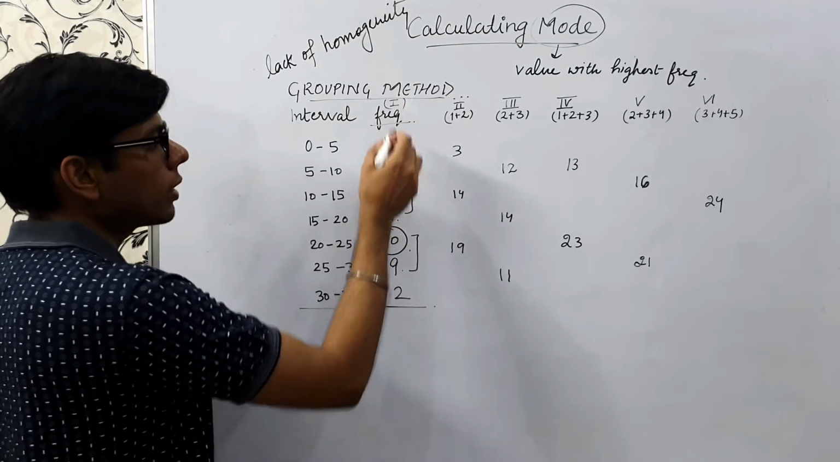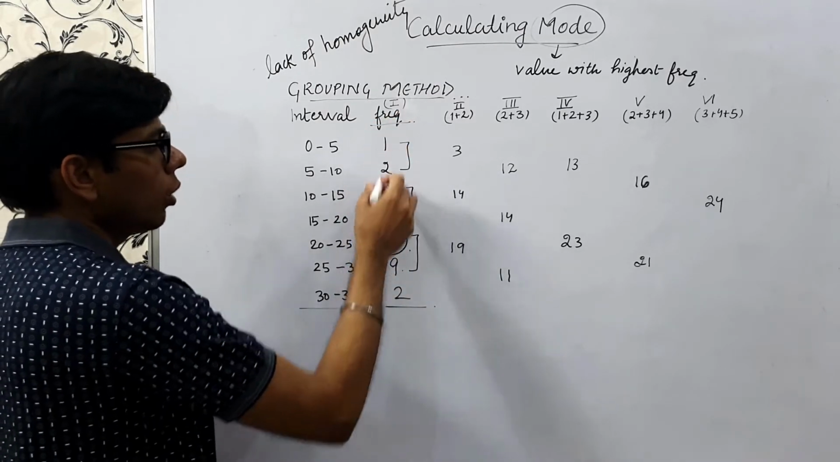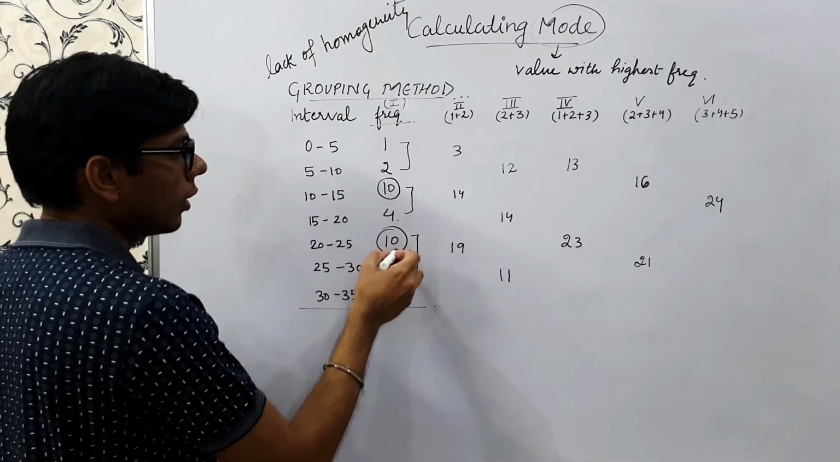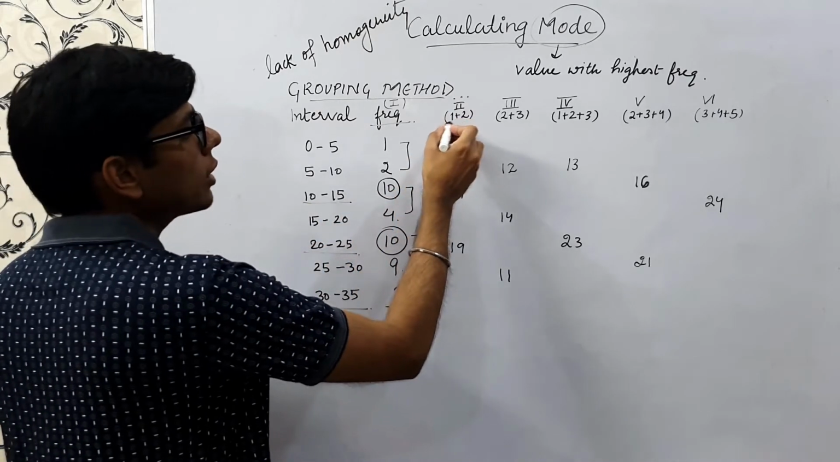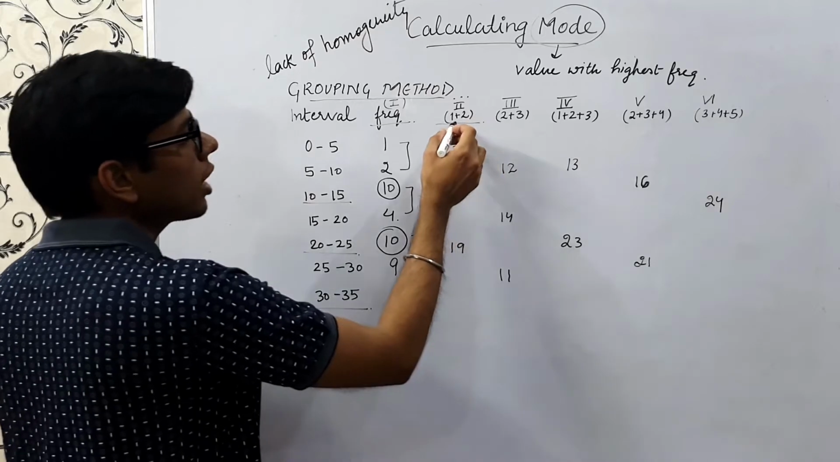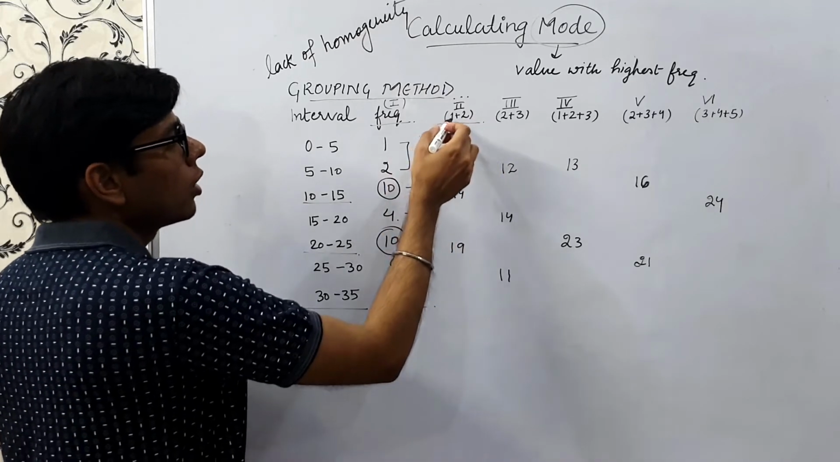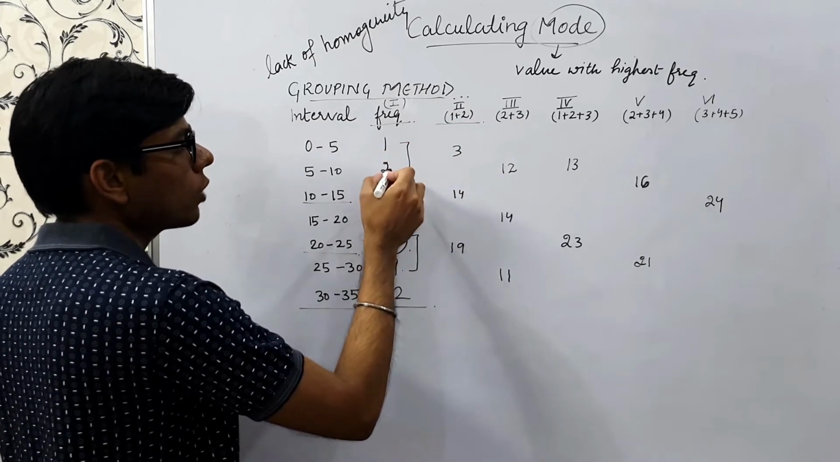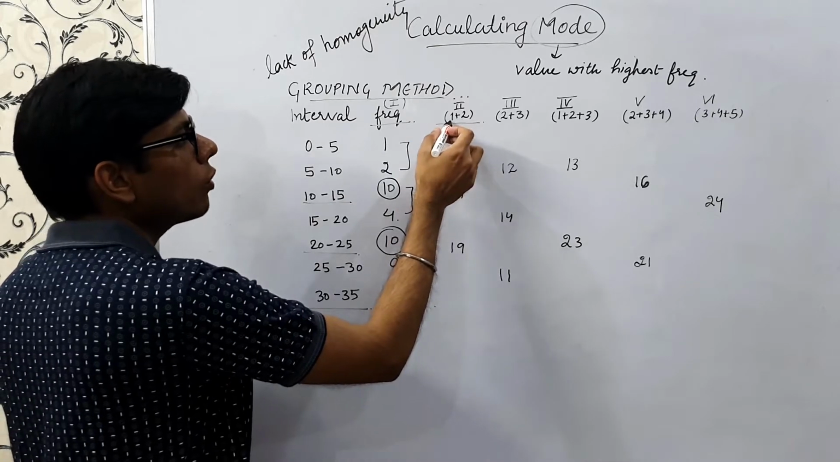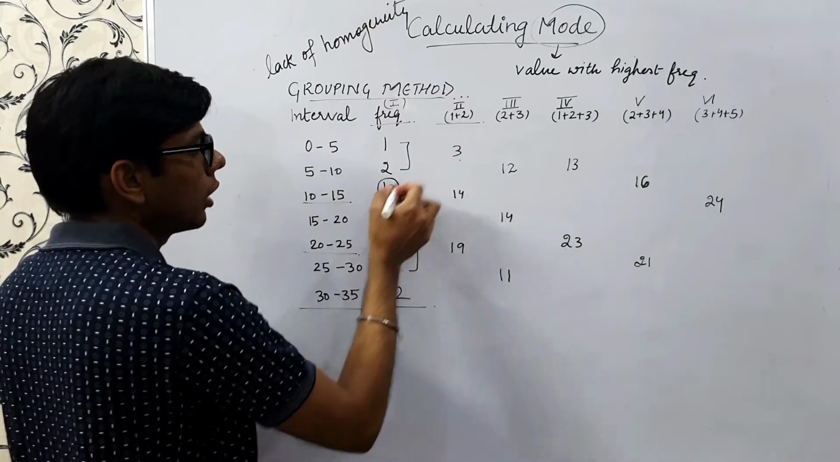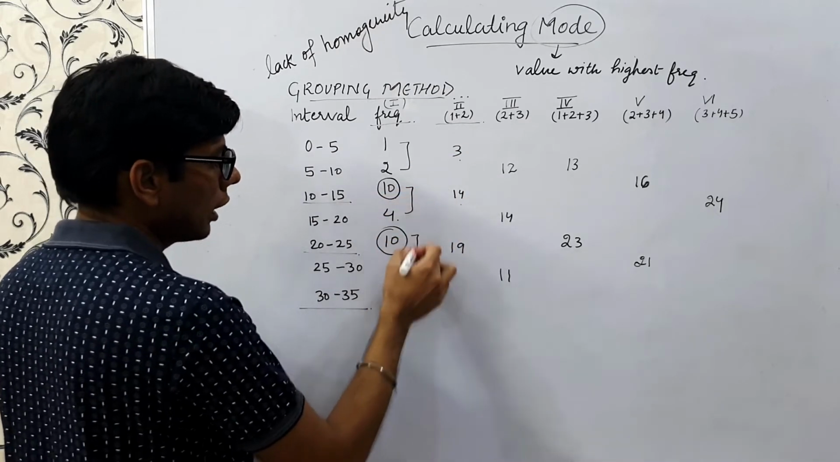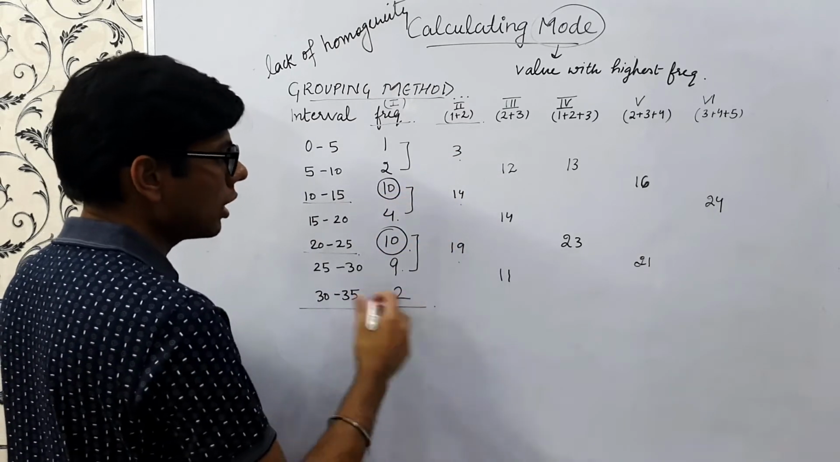First is the frequency column, in which the maximums are these two classes, 10 and 10. Now we calculate the second column, which is 1 plus 2. What does that mean? Starting from the very first observation, calculate the sum of 2 consecutive observations. So this is 1 plus 2, 3; 10 plus 4, 14; 10 plus 9, 19; and 2, just leave it.